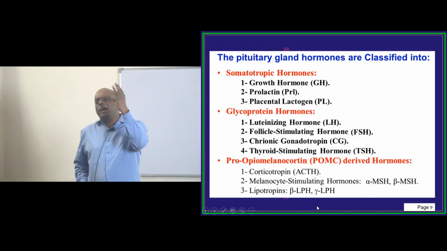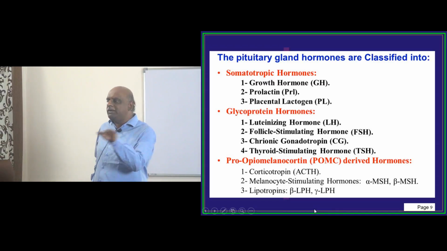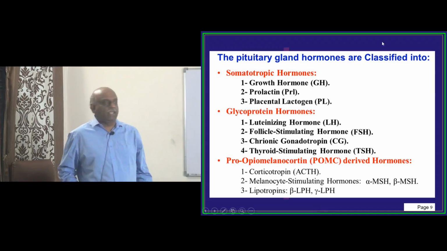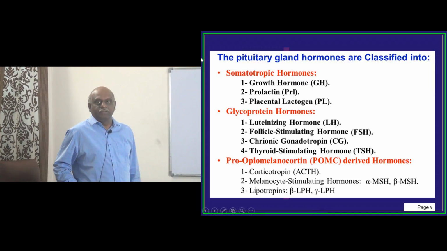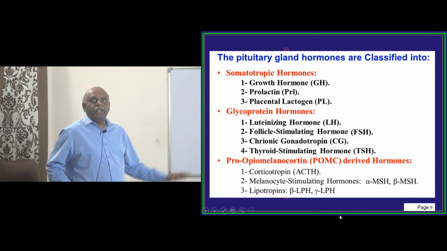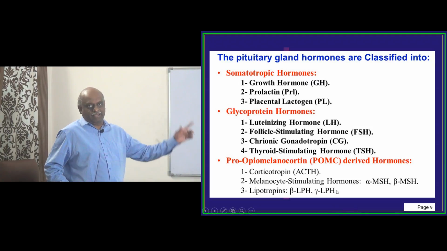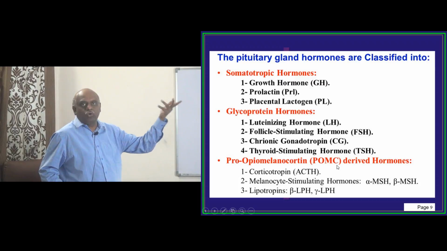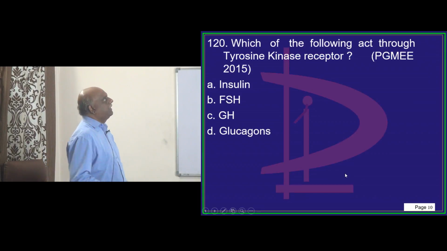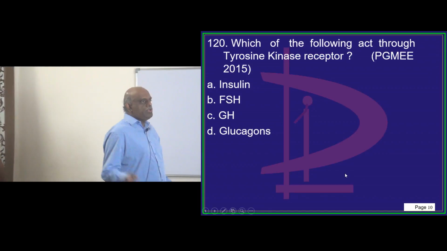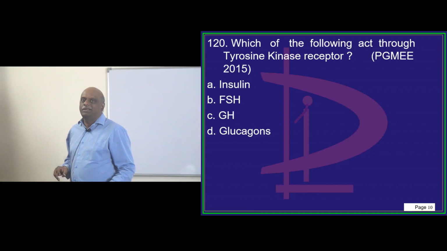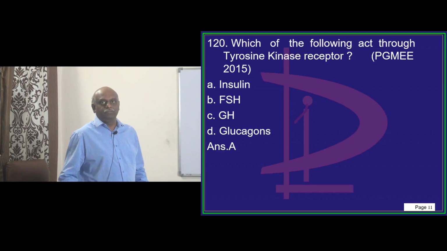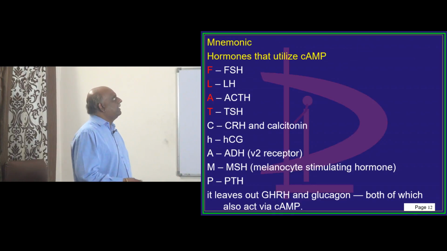Then 3 hormones are produced from a common precursor called pro-opiomelanocortin, POMC. What are they? ACTH, MSH and lipotropin. These are the 3 things. Who is their common mother? POMC is what you have to remember. Which of these act on the tyrosine kinase receptor is my question to all of you. Insulin, basically.